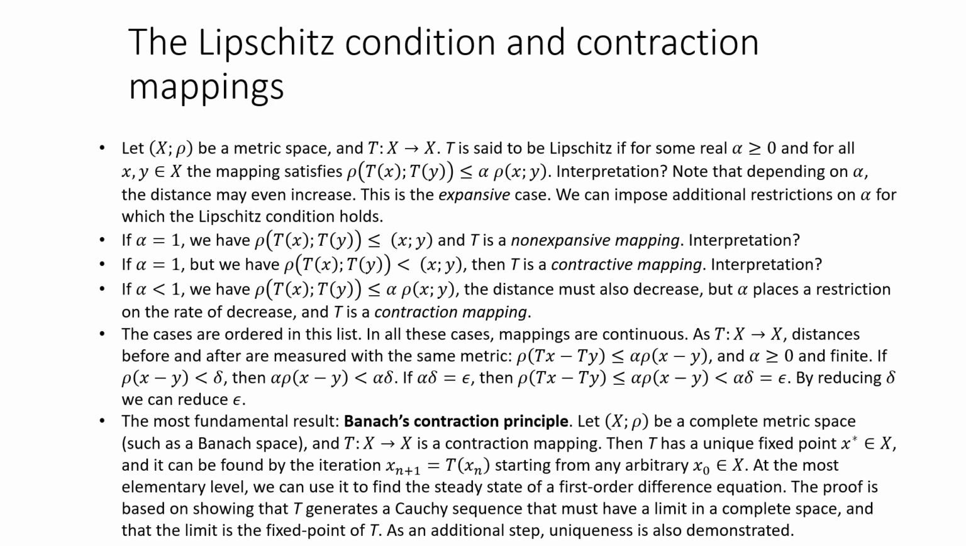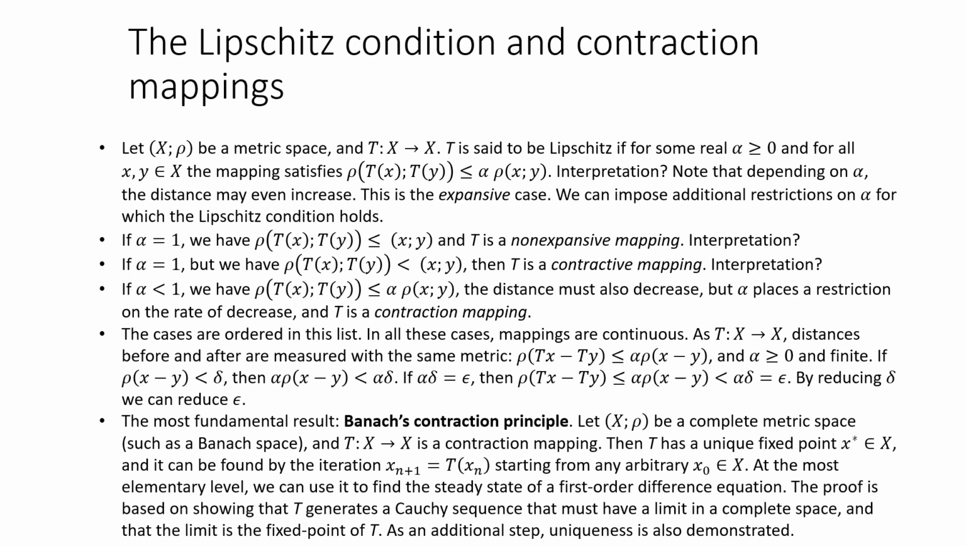We can place a restriction on the rate of decrease. As compared to the case of contractive mappings, in the contraction mapping case, the rate of the decrease of the distance may be higher. So in the case of contraction mappings, we can reduce the distance of points in successive steps faster. Okay, this is what we want.